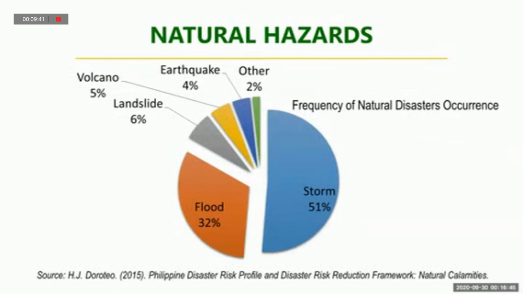So this one is a graph from Doroteo in 2015, showing the disaster risk profile of the Philippines. 51% majority are storms, typhoons, and monsoon rains. That would bring about 32% of your flood, followed by 6% of landslide, volcano about 5%, earthquake 4%. So majority are related to storms and floods, no, in the Philippines.